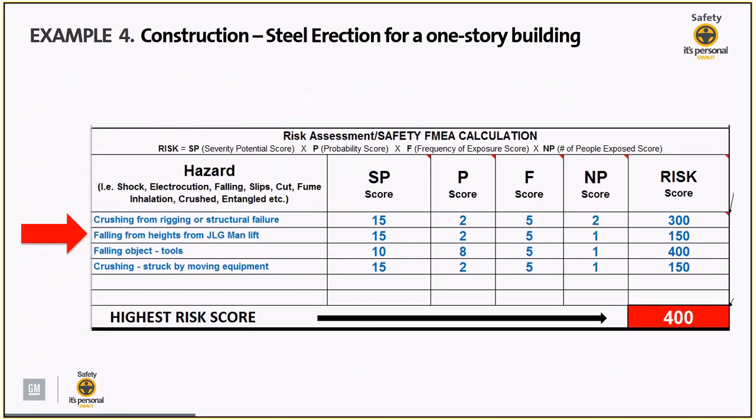All right, so let's look at this other example. The task involves steel erection of a 1-story building. So let's evaluate how we have a 150 for falling from heights, right? Falling from heights using a JLG, we have a 15, a 2, a 5, and a 1.